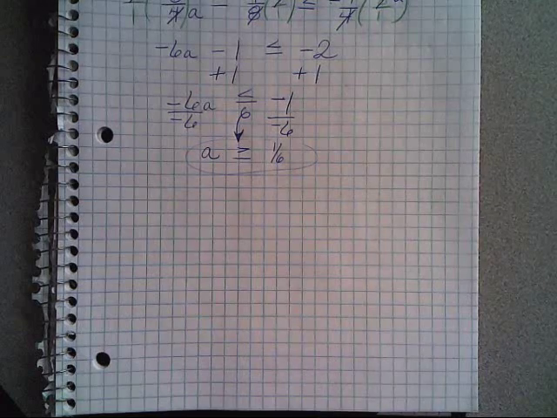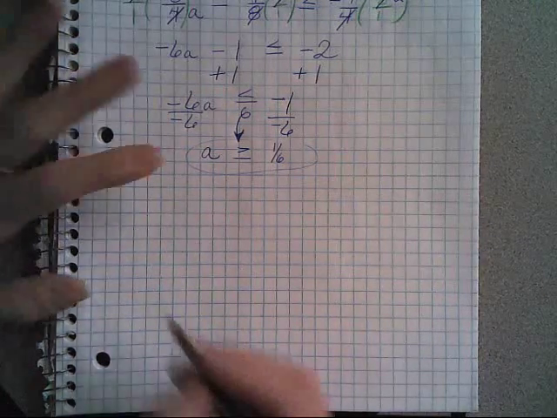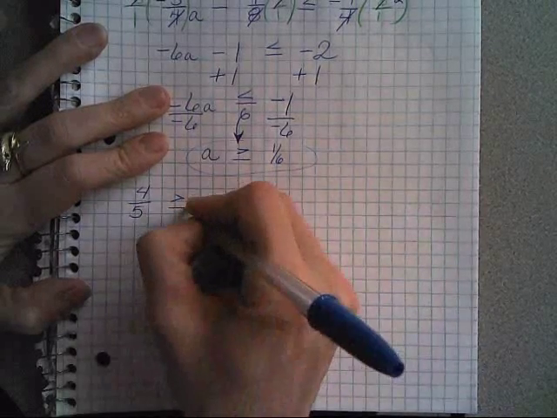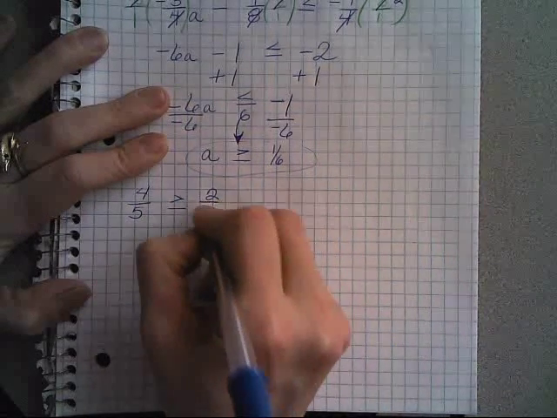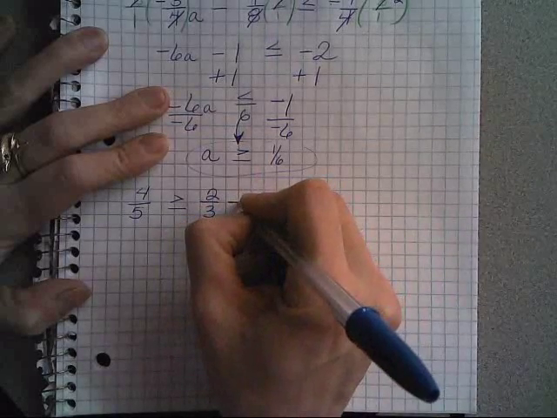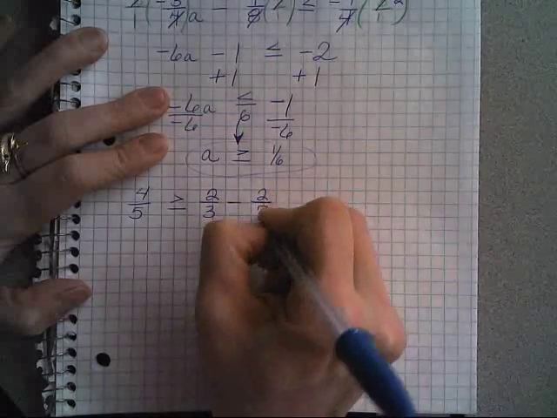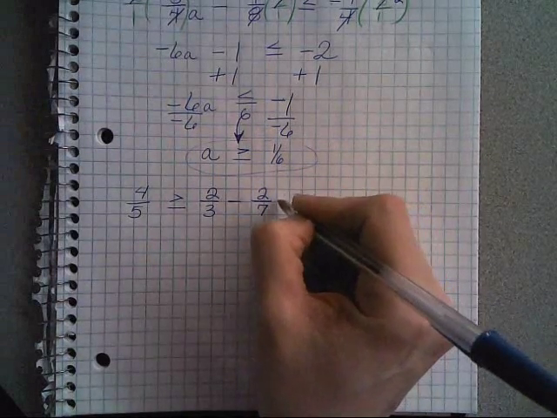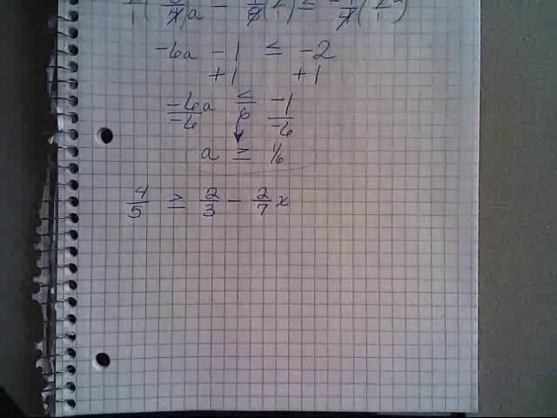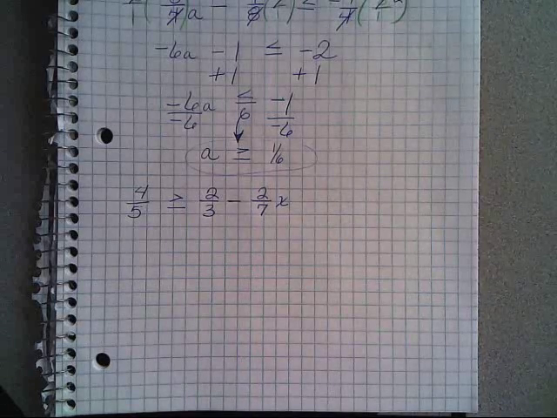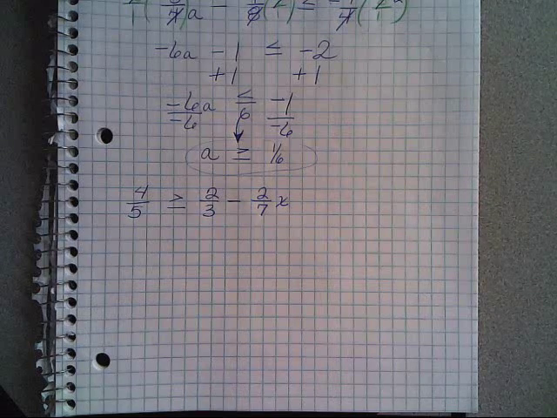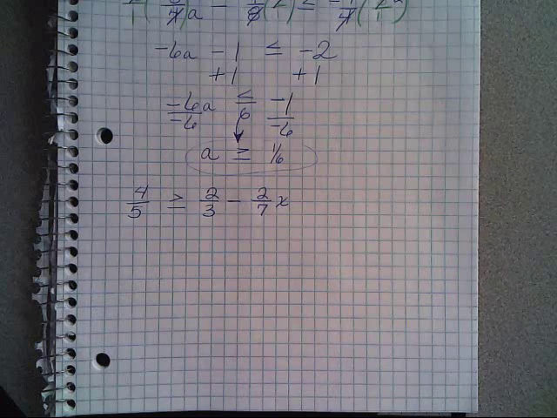Here's another one. 4/5 is greater than or equal to 2/3 minus 2/7 x. Ugh. 7, 3, and 5. Anybody have any idea what that least common multiple is going to be?